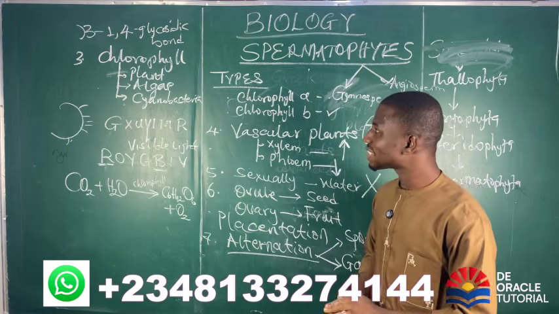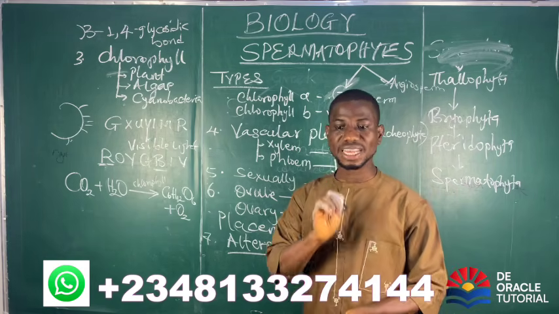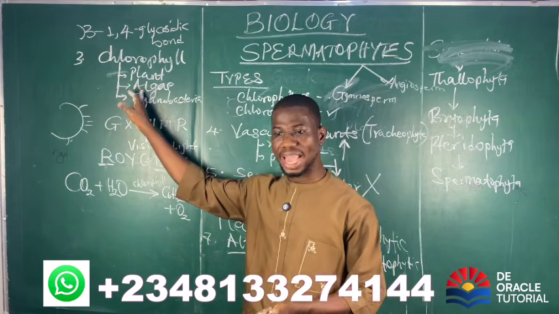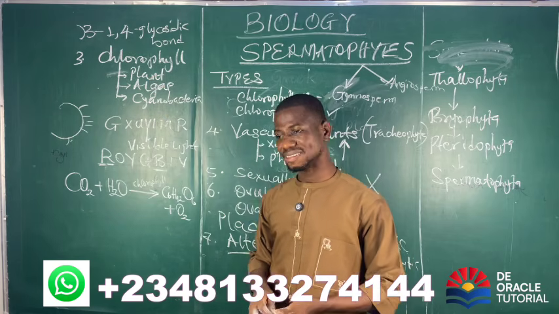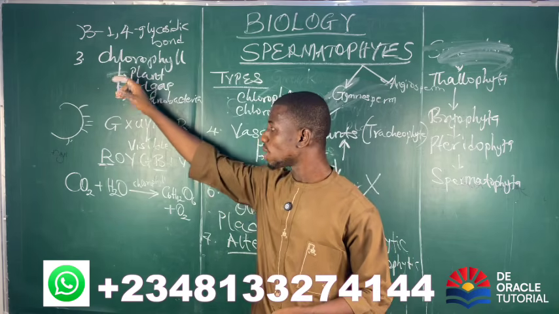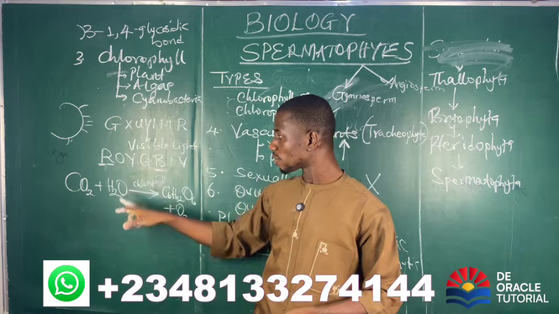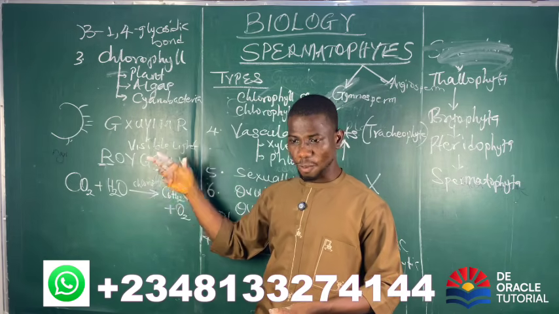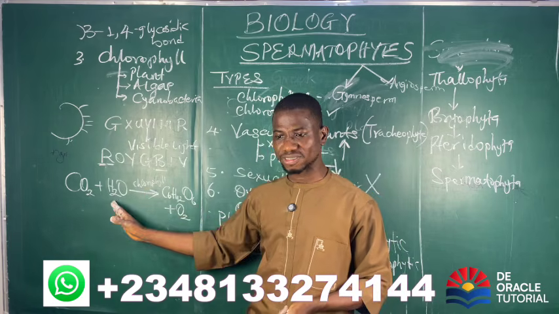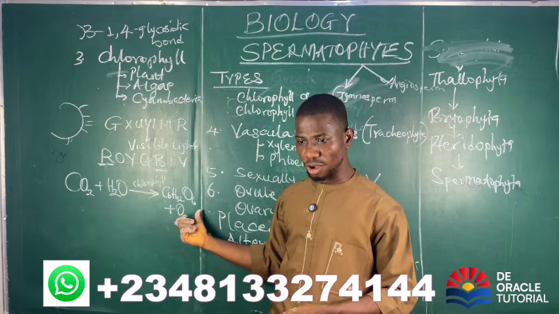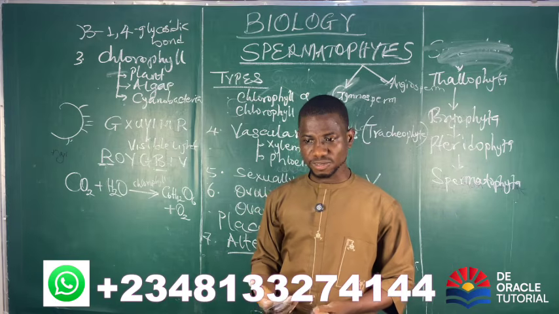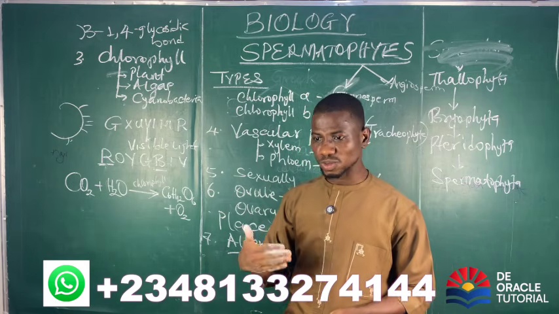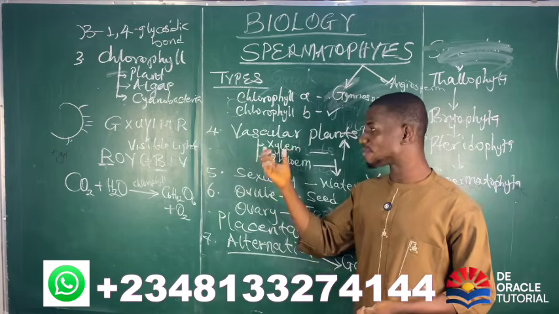Okay, and the third point is that they contain chlorophyll. And chlorophyll is a green pigment present in plants, algae, and cyanobacteria. Is that clear? And this chlorophyll absorbs light, usually from the red and blue wavelength. Is that clear? What is their work? They will convert carbon dioxide and water into glucose and oxygen. And what is the formula of glucose? C6H12O6.